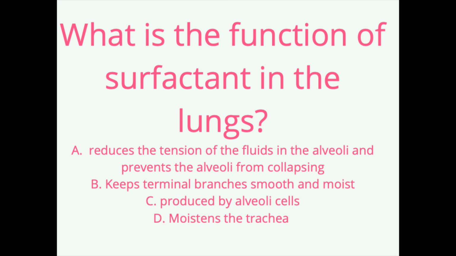So the answer here is A. The function of surfactant is actually to reduce the tension of the fluids that surround the alveoli. And this in turn basically keeps the alveoli from collapsing. Basically, there's surface tension on the alveoli from the fluids that are accumulated there, and the surfactant just counteracts this.